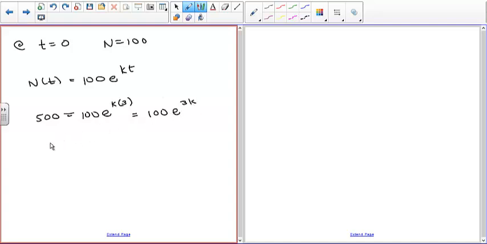So what we're going to do is divide both sides by 100. So this will become 5. So you get 5 is equal to e to the 3k. To make this work out, we're going to take the natural log of both sides. And what that does is it allows us to use the properties of exponents.